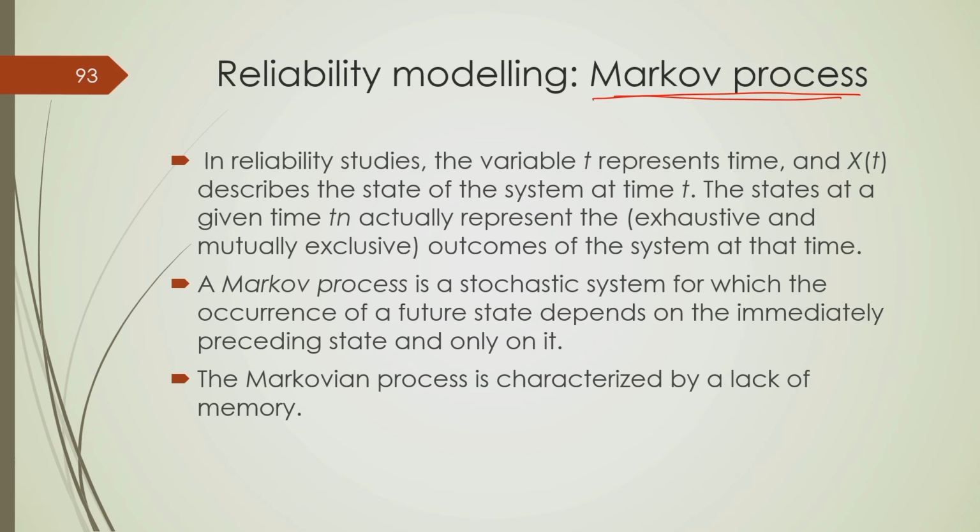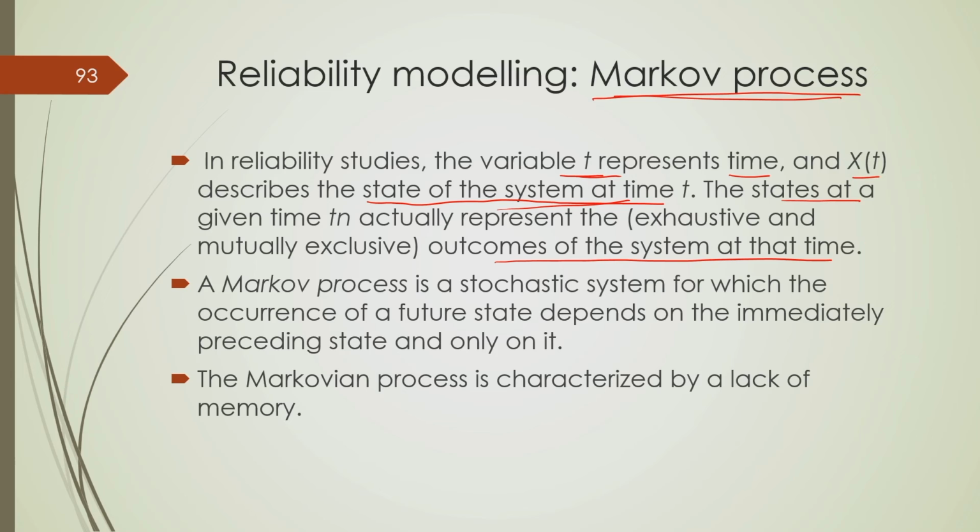Okay. So, in reliability studies, the variable t represents time, that we know, and x(t) represents the state of the system at time t. Now, what do you mean by state of the system? So, the state at any given time actually represents the outcome of the system at that time. Alternatively, you can consider that a state is defined as those properties of a system which adequately represent the system behavior.